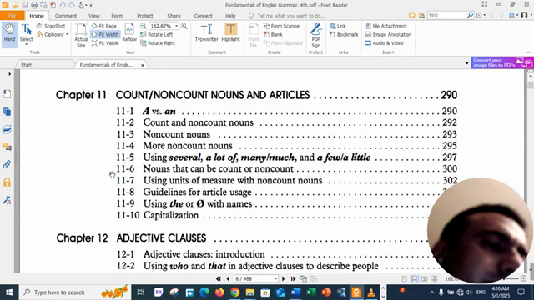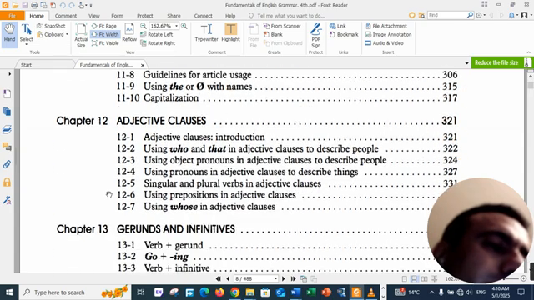11-6, nouns that can be count or non-count. 11-7, using units of measure with non-count nouns. 11-8, guidelines for article usage. 11-9, using the, or no articles with names. 11-10, capitalization. Chapter 12, adjective clauses.